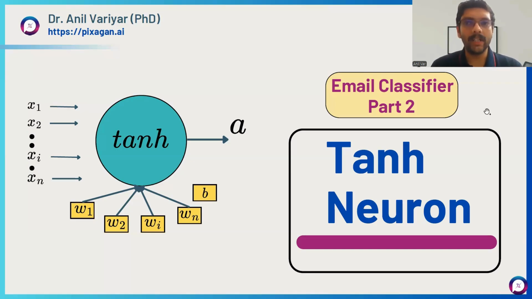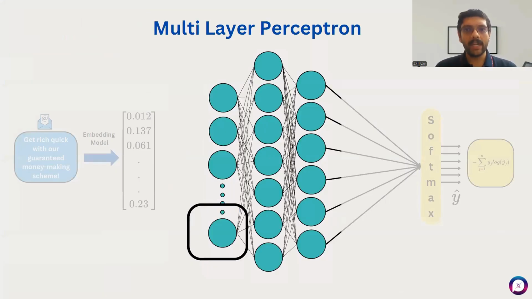Hey everyone. Welcome to this video in which we're going to do a quick review of the tanh neuron. Why are we doing this? Well, the idea of this course is to give you an understanding of how classification works with neural networks. We're going to do that by building an email classifier. We're going to start with our neural network, and in this video, we're going to focus on the neuron that we're going to use to build this network, which is the tanh neuron.